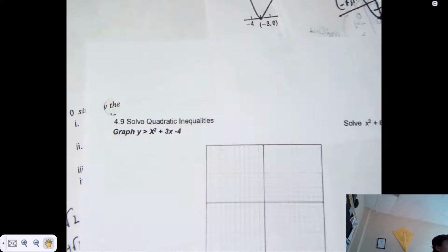Dozen ways of graphing that equation. We are graphing inequalities. For now, just say it's y equals x squared plus 3x minus 4. Don't be concerned about the inequality symbol until it's actually time to start graphing. So just treat it as equal.